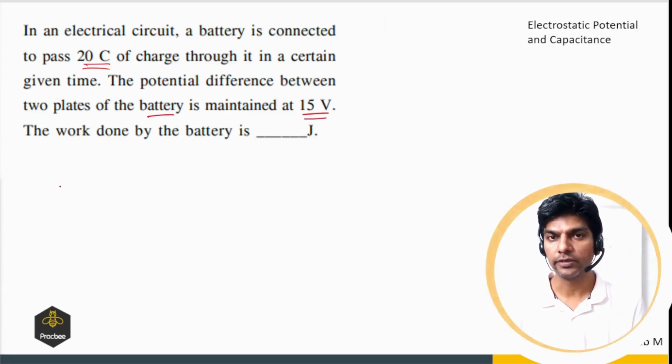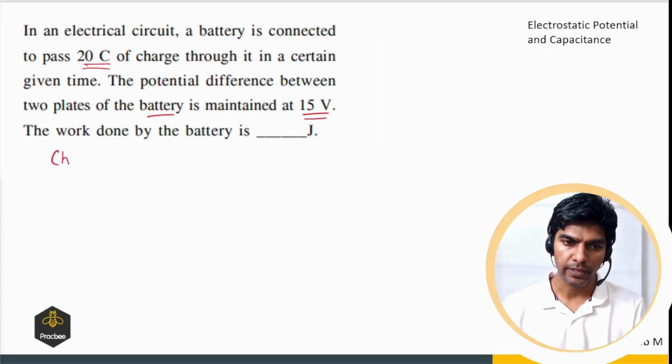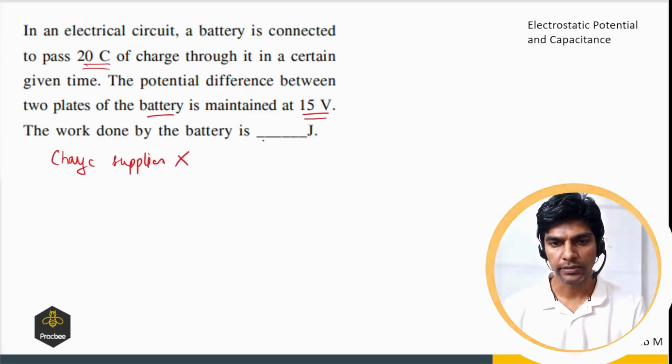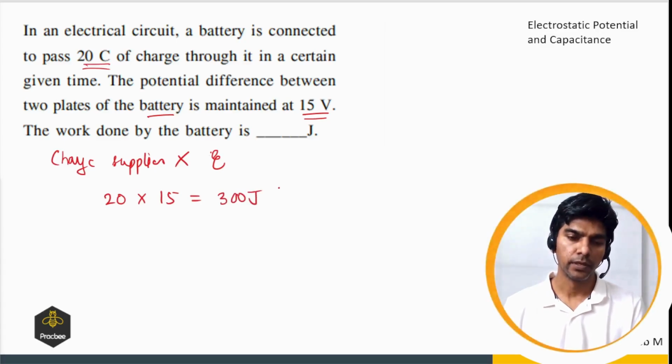So the work done by the battery is defined as the product of the charge supplied and the potential maintained across the battery. In this case it will be the EMF. So the charge supplied is 20 and the EMF is 15, so it comes out to be 300 joules.